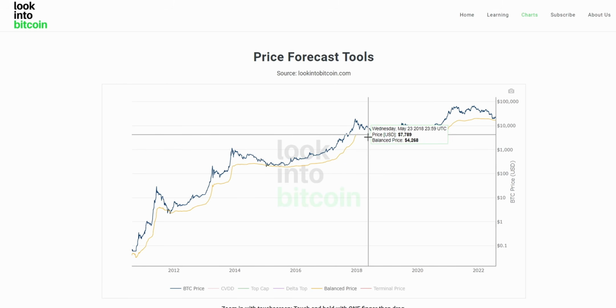The realized cap we discussed before is the average network utilization value of the Bitcoin network, the last price at which each Bitcoin was last moved at, multiplied by the circulating supply.